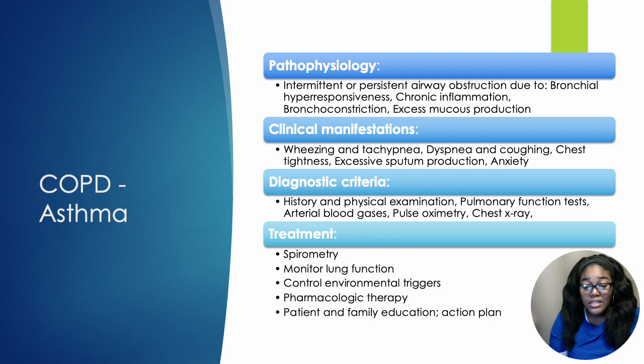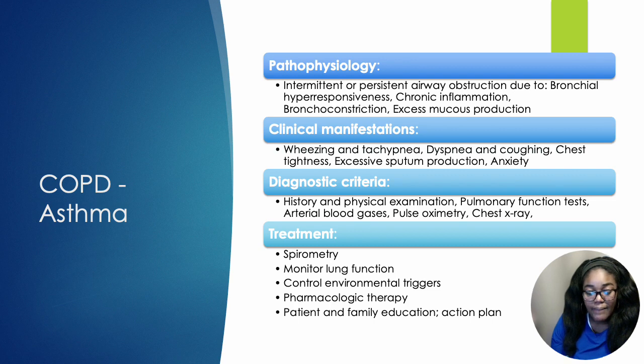Its diagnostic criteria includes your pulmonary function test, arterial blood gases, pulse oximetry, and your chest x-ray. As far as treatment, you want to encourage spirometry, which helps work those lungs better. You want to monitor your lung function, control environmental triggers that could cause inflammation and potential asthma attacks.